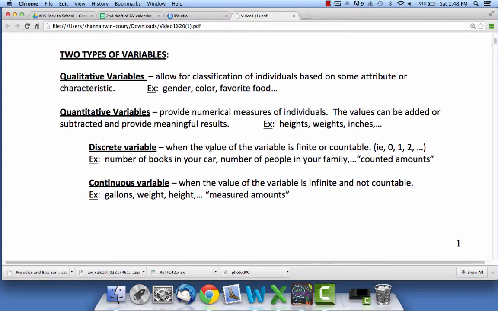Within numerical variables, you have either discrete ones or continuous ones. And essentially, if the answer could even theoretically take on any value, then it's continuous. If there are only certain types of values it could take on, then it's discrete. So if it's like the number of cars you have, that can only be 0, 1, 2, 3, 4, so forth like that. So that's discrete.